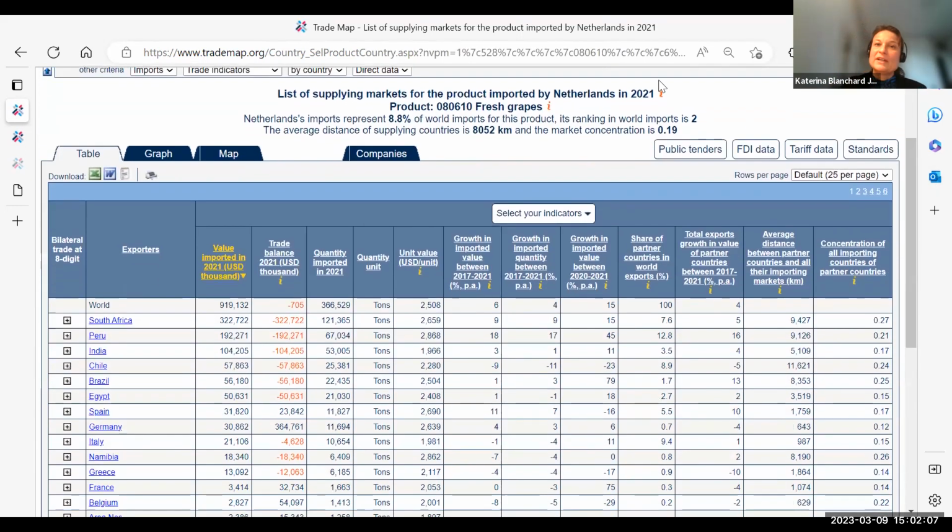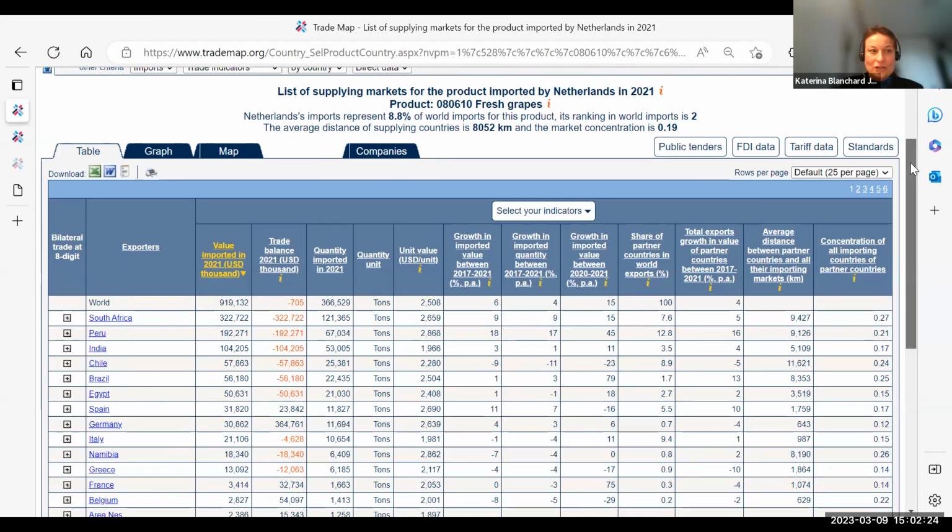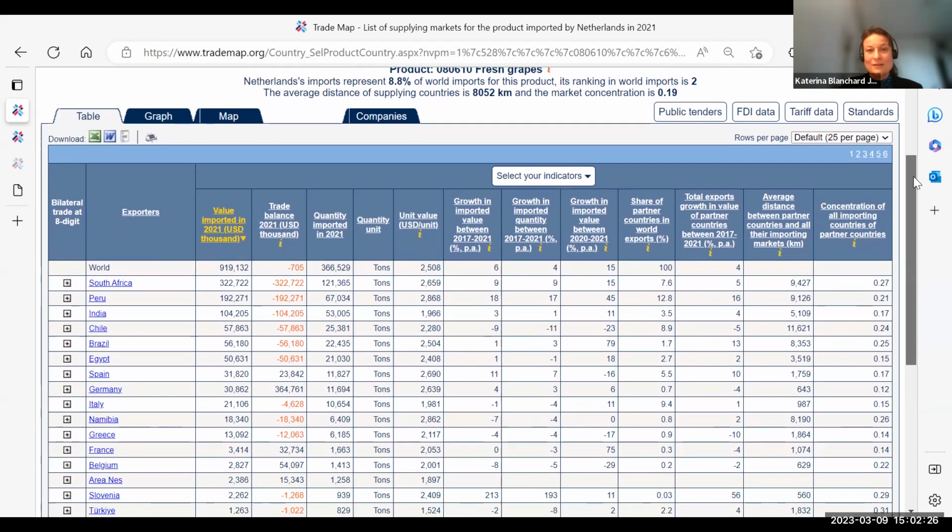again, here we can see a slight guidance. We have the description, the list of supplying markets for the product imported by the Netherlands in 2021. Our product is fresh grapes. You have the slight description of the position and dynamics of the Dutch market here. And here we see that the principal supplier would be South Africa.